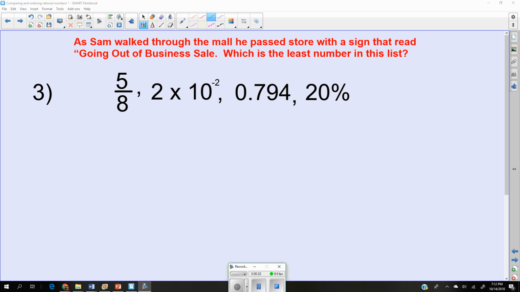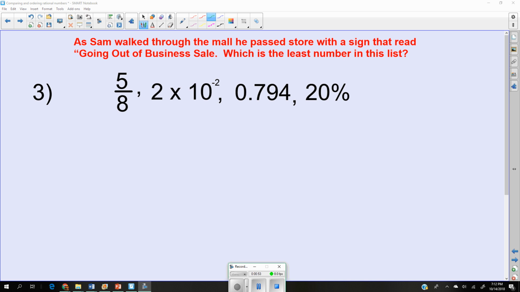So we're going to do the exact same thing as we did in number 1 and 2. The only difference is we only need to find one number. But we still have to convert everything to decimals. So we're going to start with the 5/8. Go ahead and stop the video and try it. If you get frustrated and need to remember how to do it, then come back and look. Go ahead and pause.